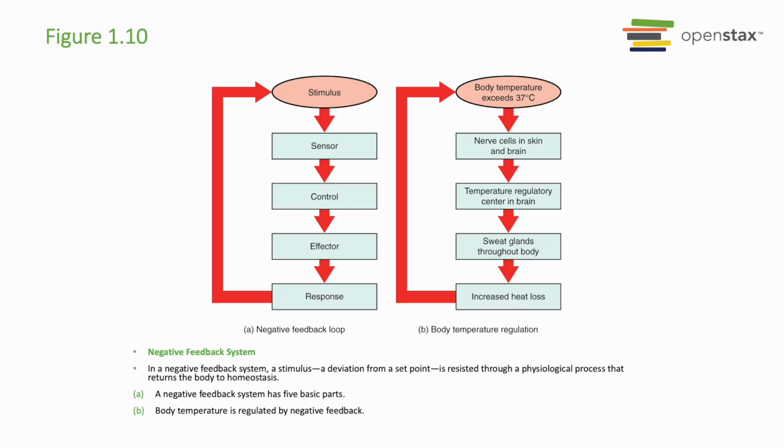Part B shows body temperature regulation as an example of a negative feedback system. Here, the stimulus is body temperature exceeding 37 degrees Celsius. The sensor is a set of nerve cells in the skin and brain, and the control center is the temperature regulatory center of the brain. The effectors are sweat glands throughout the body, which lead to increased heat loss and inhibit the rising body temperature.